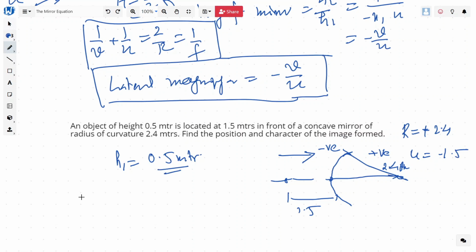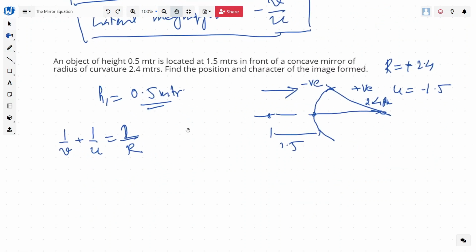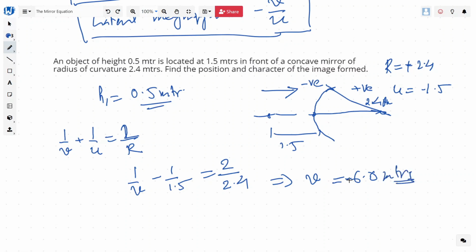Very easy. Now we know this formula, so we need to find v. We already know u, and we already know 2 by r. Okay, so using this formula, you can simply write with the correct sign convention, 1 by v, u is negative, so 1 by 1.5 is going to 2, r is positive 2.4, and basically when you solve it, v is going to be minus 6 meters. Okay, so minus 6 meters, which means the image is going to form on this side at a further distance, minus 6 meters.